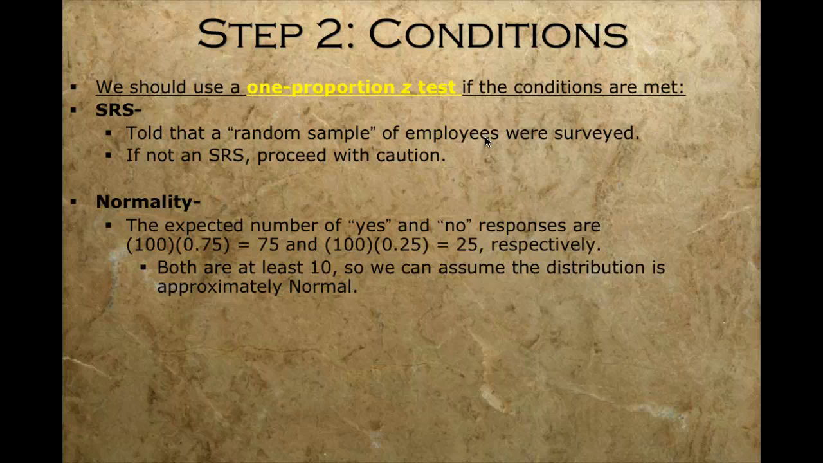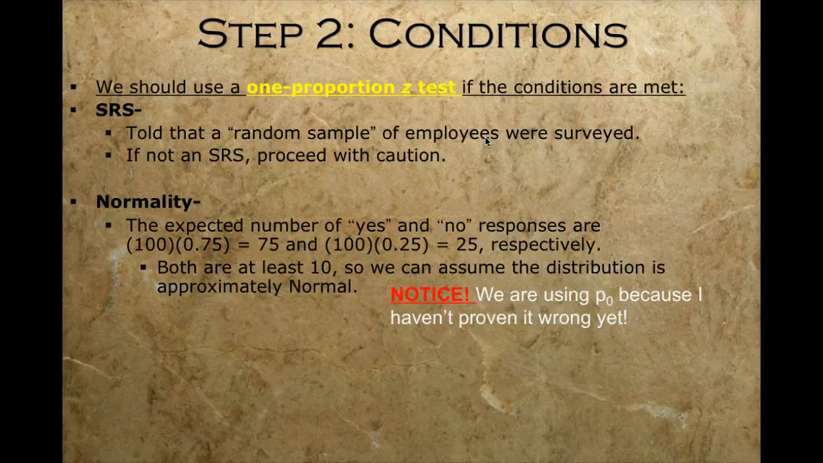Normality, I'm going to check my np, n times 1 minus p condition. Remember, the central limit theorem does not apply to proportions. Now, it's important to notice here, we are using our hypothesized value of p because we haven't proven it wrong yet. We would not be plugging in our sample proportion. Okay, we're going to use our 0.75 because we believe that that is true until I'm proven wrong.